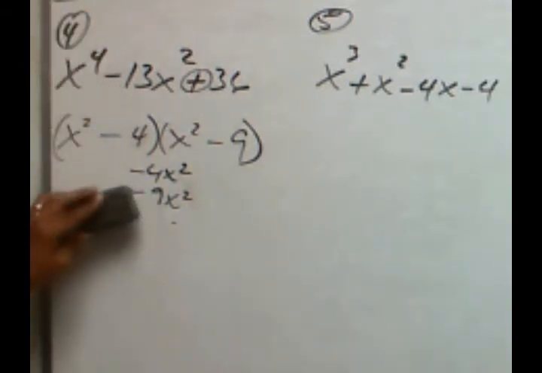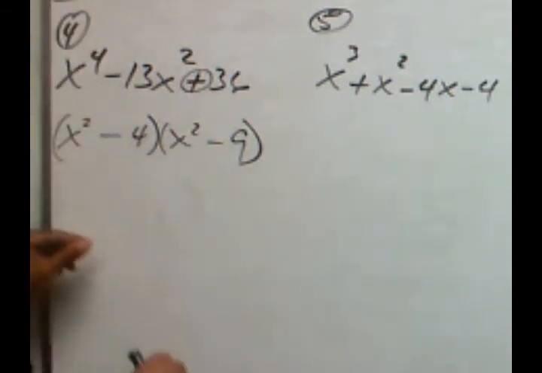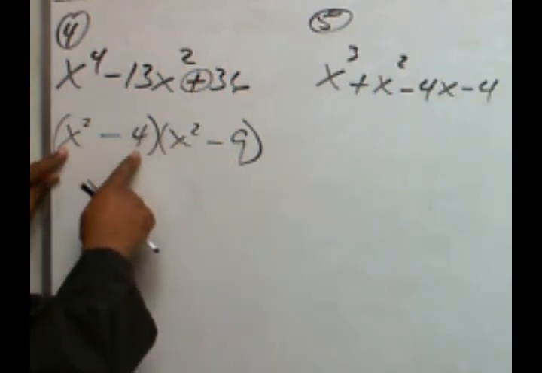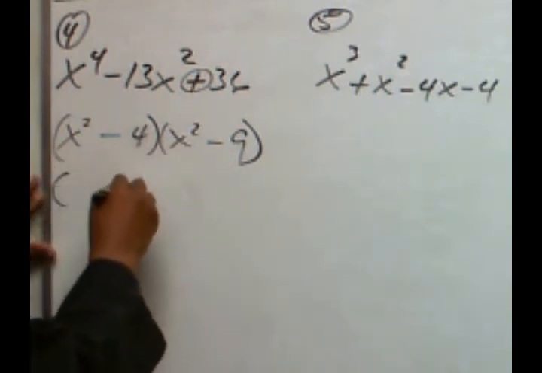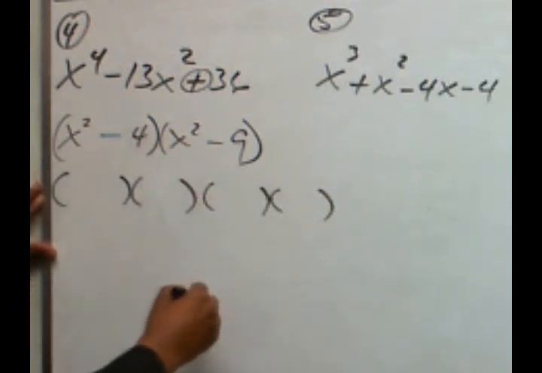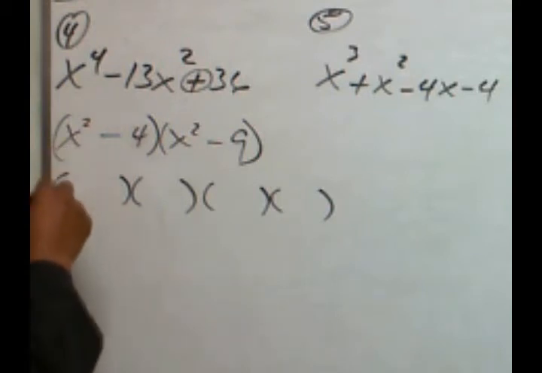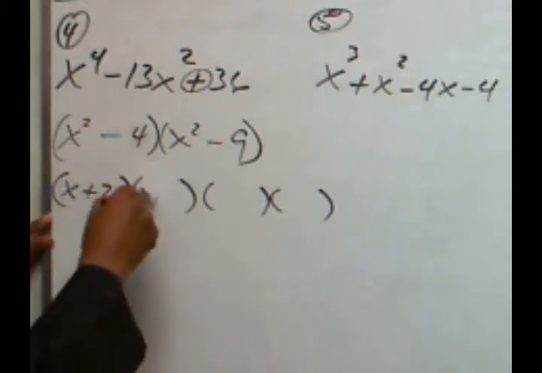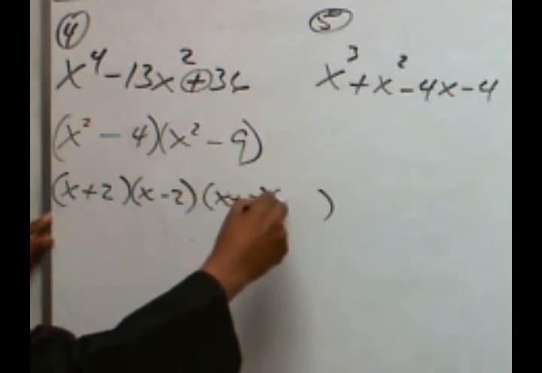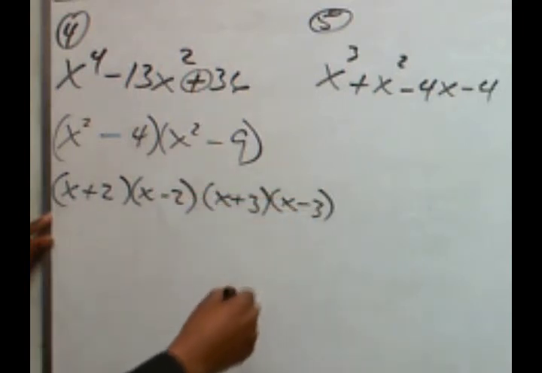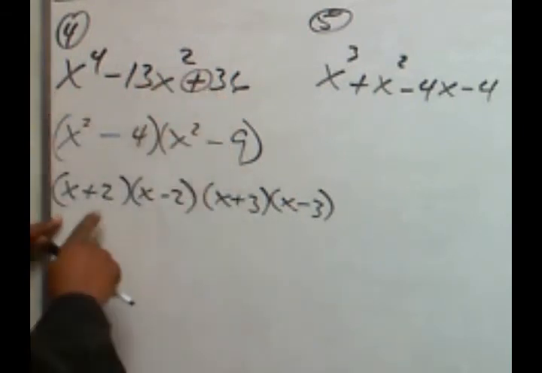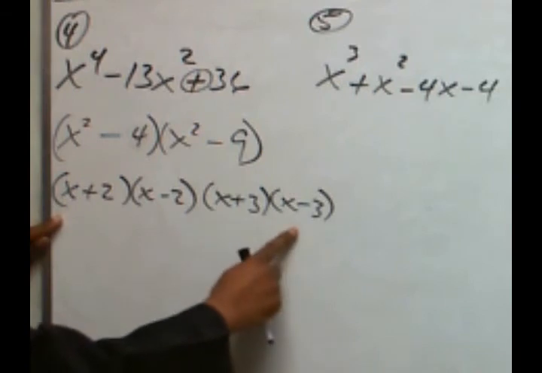Alright, now from here, you'll notice that this is the difference of two squares. This is also the difference of two squares. So this will factor into two binomials. And this will also factor into two binomials, which will be conjugates. So this will be x plus 2 times x minus 2. This will factor into x plus 3 times x minus 3. So this trinomial before multiplication used to be 4 binomials.